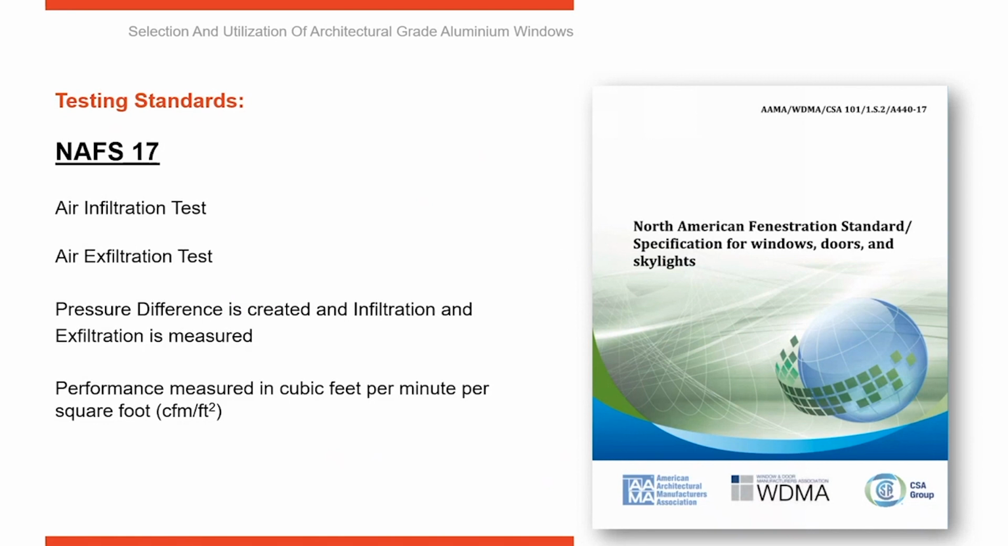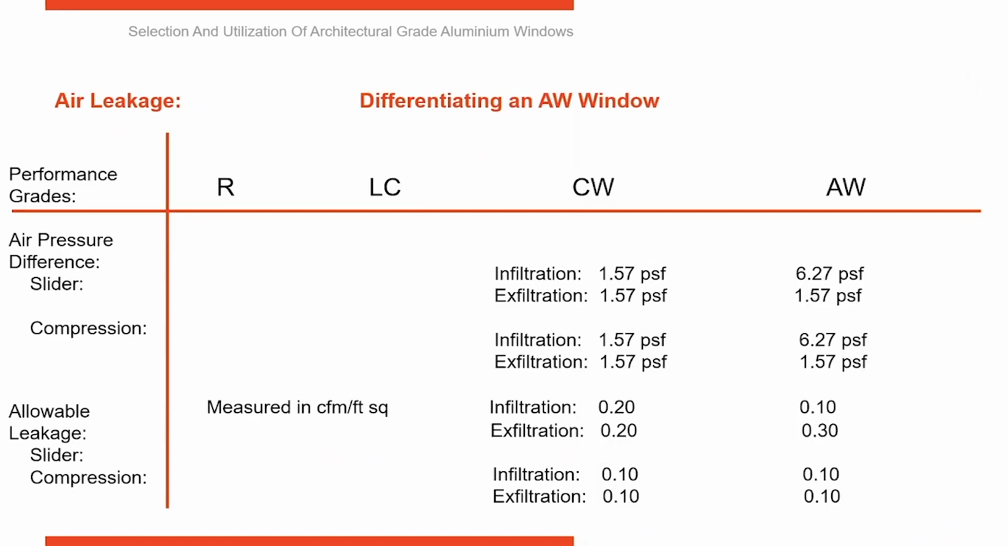NAFS 17 also looks at air infiltration and exfiltration and measures, with an applied pressure difference on the window, the amount of air moving through the windows, measured in cubic feet per minute per square foot. Now, there are different types of windows. There are sliders and there are windows that work in compression. So you can see on the left side, under air pressure differences, I do have 2 different windows called out. I have sliders and compression because they're each tested a little bit differently. But as you move across this chart to the right, what I again want you to notice is that the AW performance grade is tested to a higher standard.